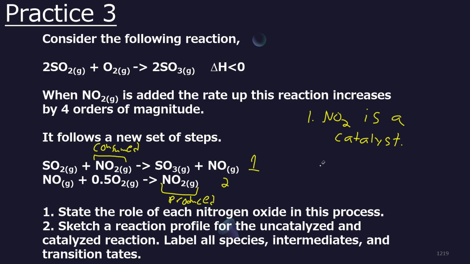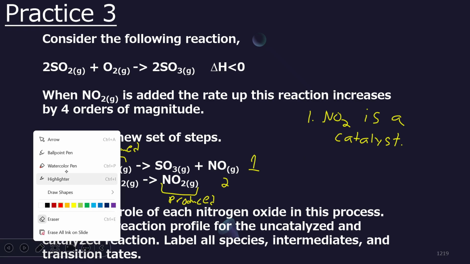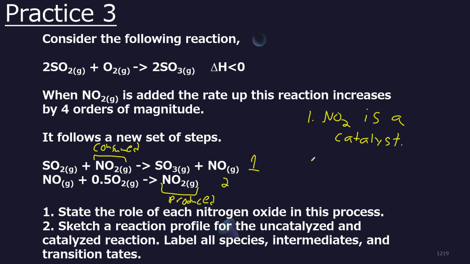What about NO? NO, look at it. It is produced in step 1. And then it is consumed in step 2. So it will appear, but then immediately disappear. It also will not show up in overall chemical reactions, overall balanced chemical equations. So that is the definition of an intermediate.